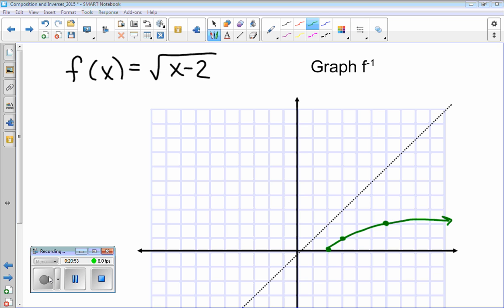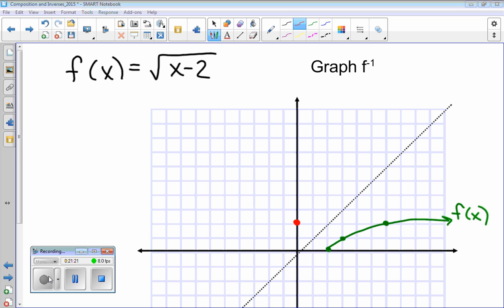All right, so here's the parent. Here's our f of x. How do I find the inverse? What do I do? Joseph, give me some points that are going to be on the graph of the inverse. If (2, 0) is on it, give me a point that's going to be on the inverse. Okay, so I'm going to graph (0, 2).